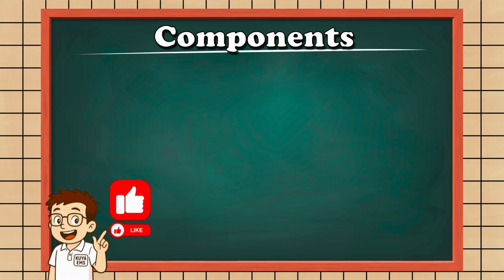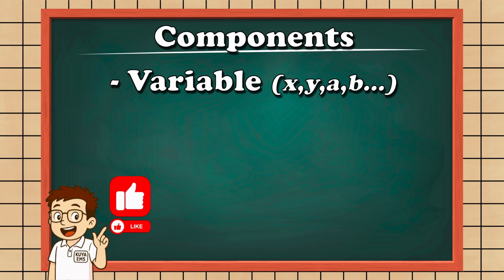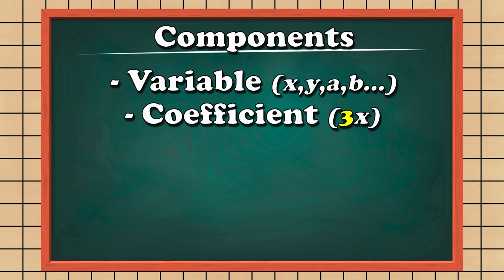So let's dissect this. An algebraic expression has several parts. Variable is the letter. Example: x, y, a, b, and so on. Coefficient is the number attached to a variable. In 3x, 3 is the coefficient.